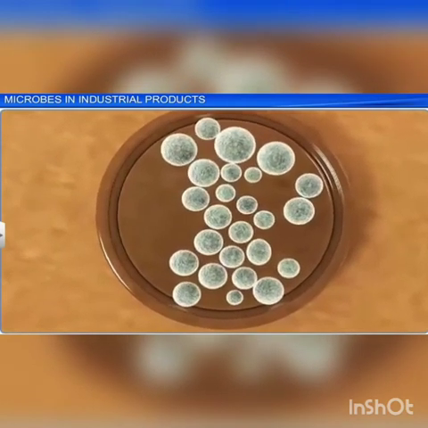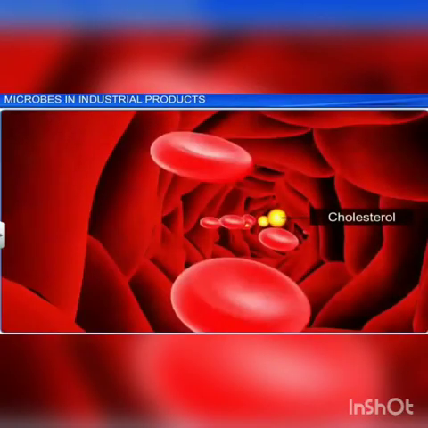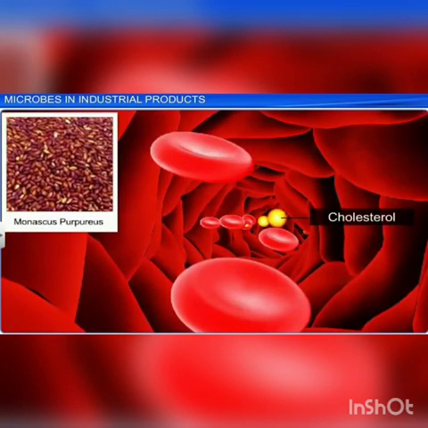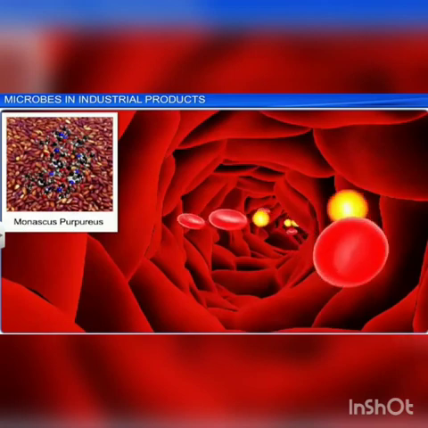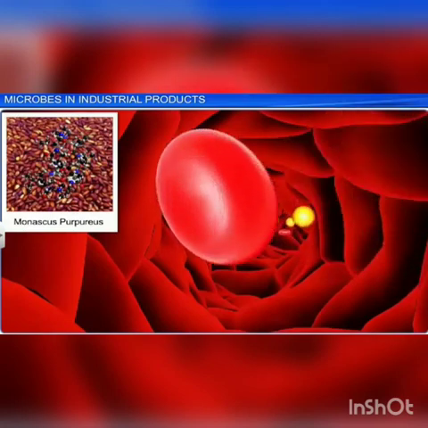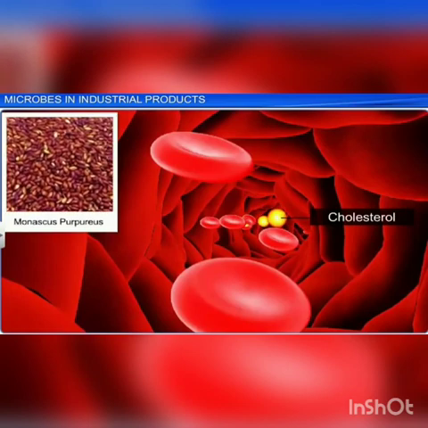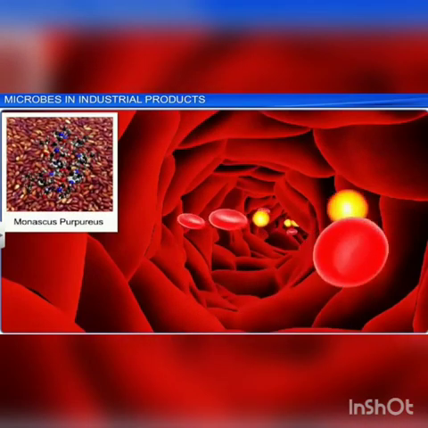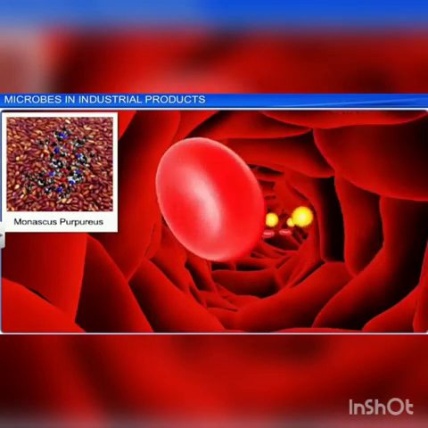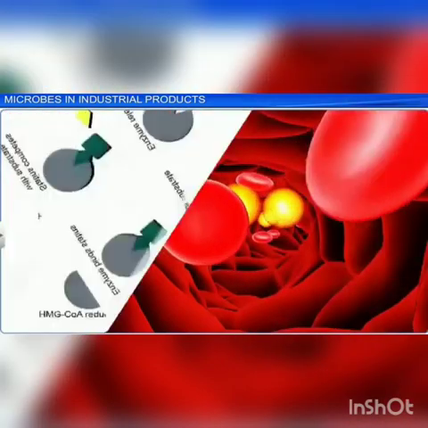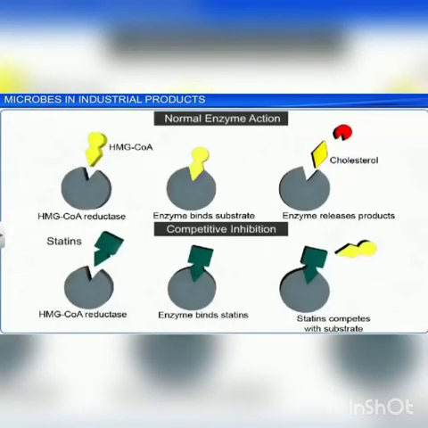Next, statins. Statins produced by the yeast Monascus purpureus have been used to lower the blood cholesterol levels. It acts by competitively inhibiting the enzymes responsible for the synthesis of cholesterol.